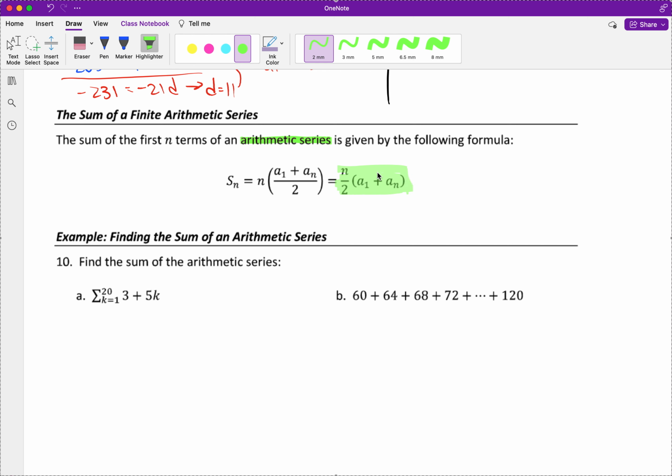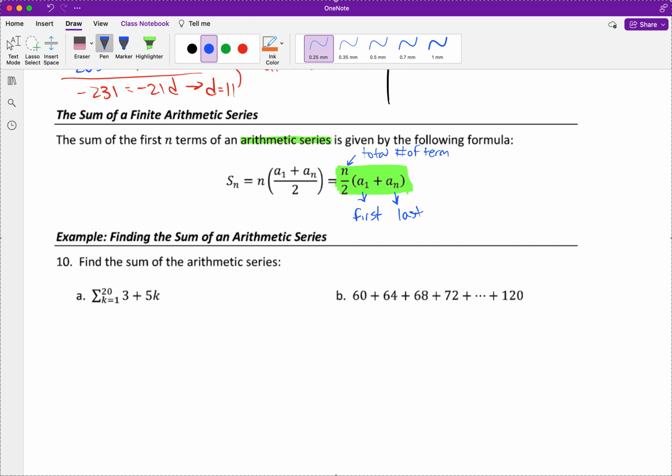Okay, and there's a lot of math for why this works. You could figure it out if you want to. But essentially, it always ends up being however many terms there are, divided by 2, and then times the first term and the last term that you're adding together. So n here is your total number of terms. So it's not a term number, it's how many terms you have. A1 is our first term, and An is our last term.